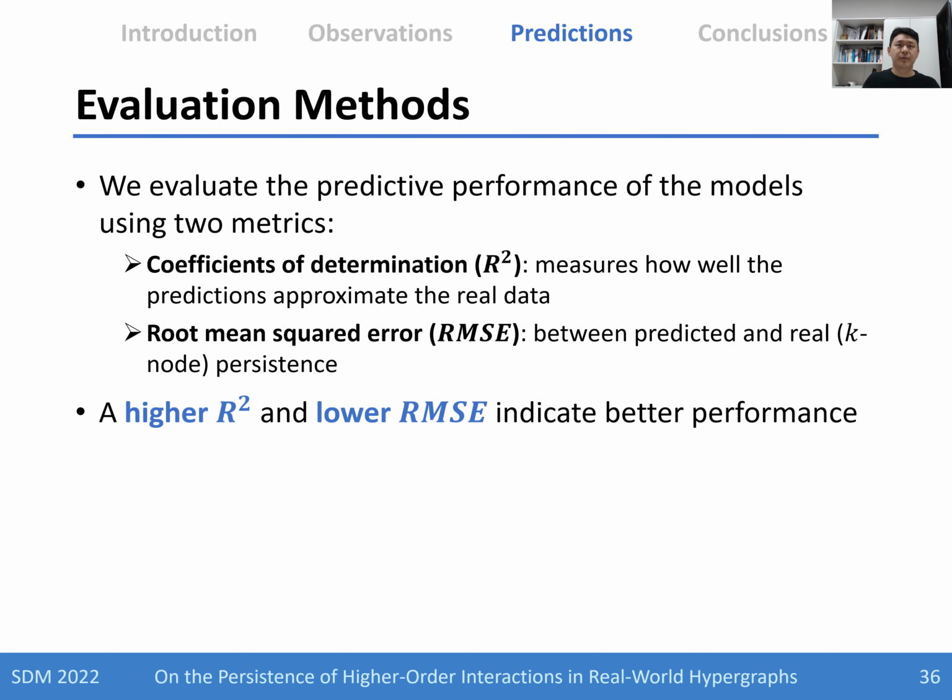We evaluate the performance of regression models using two metrics: coefficients of determination R-squared, which measures how well the prediction approximates the real data, and root mean squared error RMSE between predicted and real persistence. Note that a higher R-squared and lower RMSE indicate better performance.